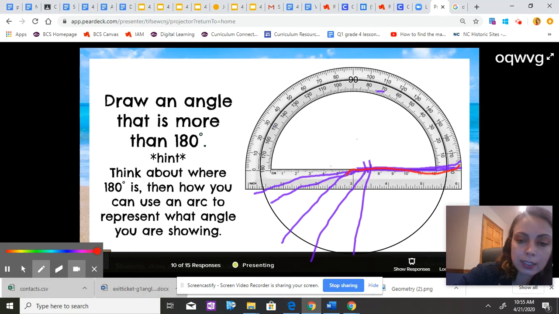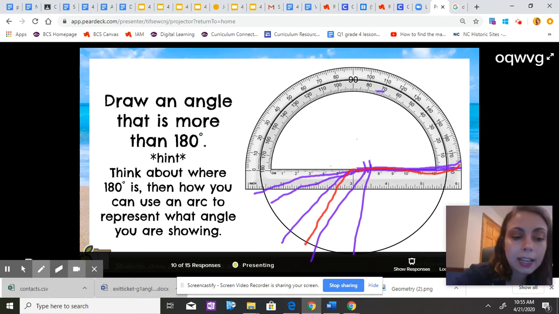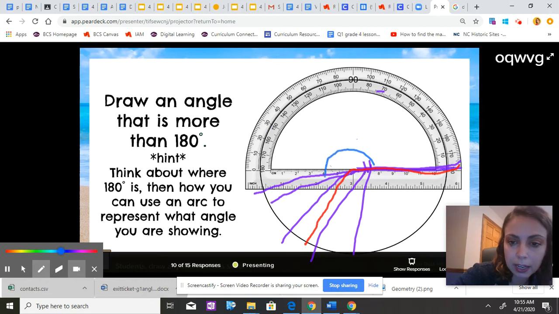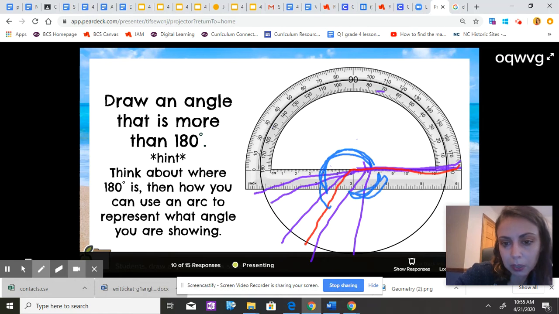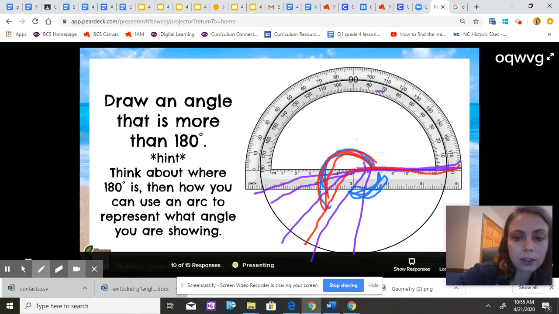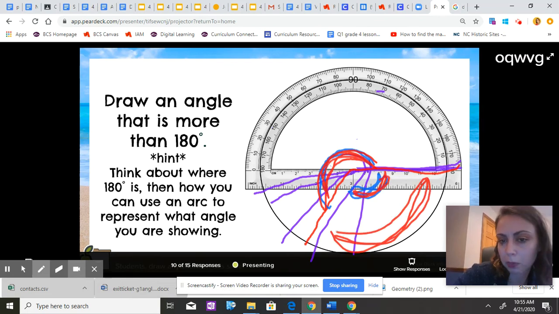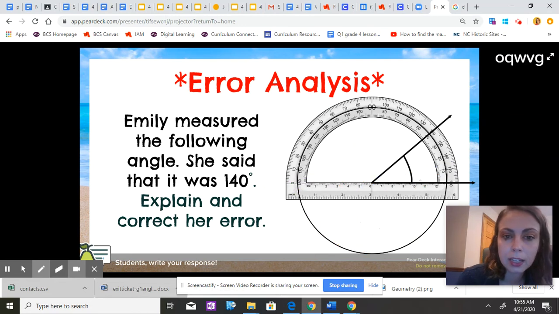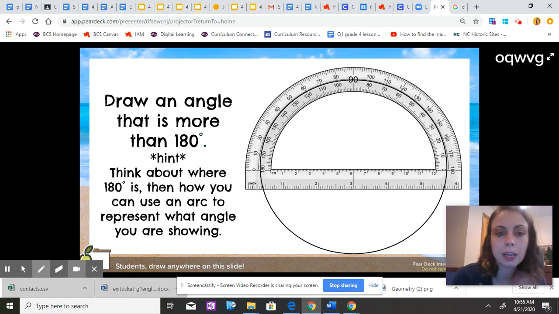So I'm going to choose this angle right here. But to show that it is this angle and not this one, I have to label that with the arc going the right way, because if I put the arc here, then that does not show more than 180. That's like a 140-degree angle there. So you've got to be careful about that. And those are the only ones that we did today.